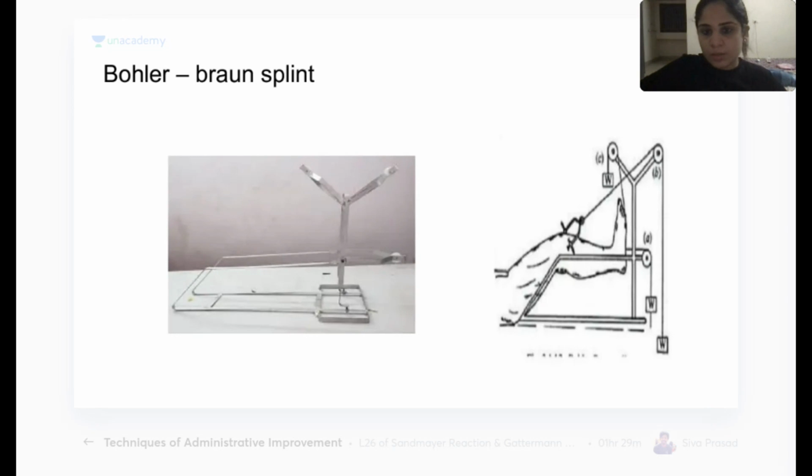Can you see the Bowler-Braun splint has pulleys over here? Pulleys where you will put this wire, and that wire will fix against the lower end of the femur or the upper end of the tibia and it will hold the leg straight.